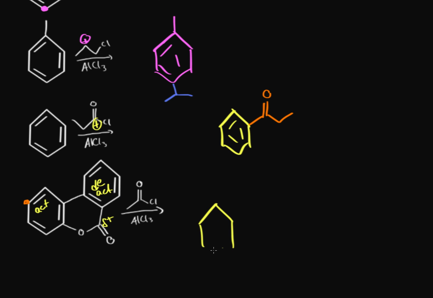We have our first benzene ring. We have our second benzene ring, which has nothing on it. We did not add any groups to it. And we have our ring right there. And we're simply going to add the acyl group, or the acid chloride group, over on the para position. So it looks something like this.